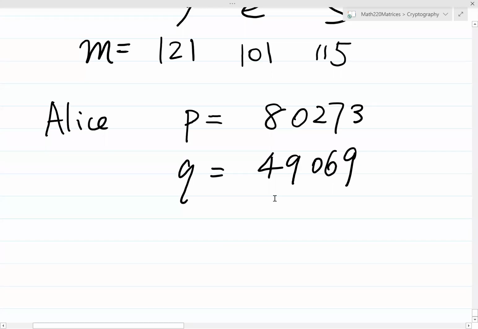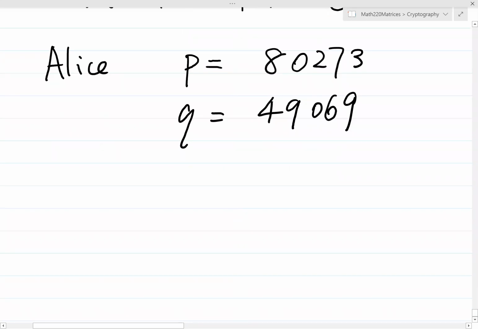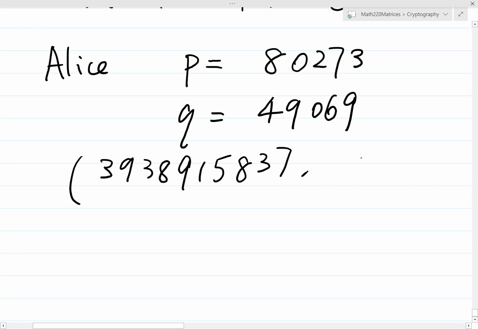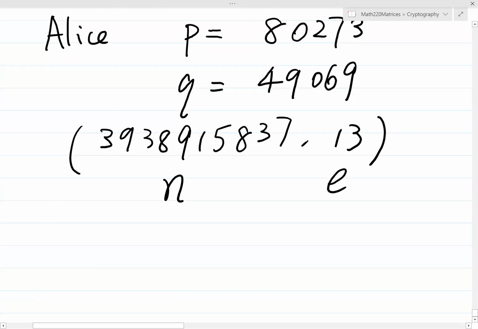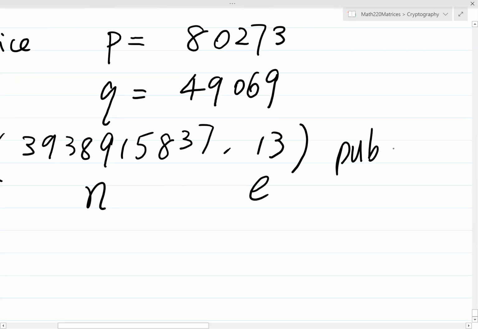Now Alice can actually not send just to Bob. Alice can just publish her public key in the New York Times, for instance. So this public key, N and E, with E being 13, is public information, available for instance in the New York Times.